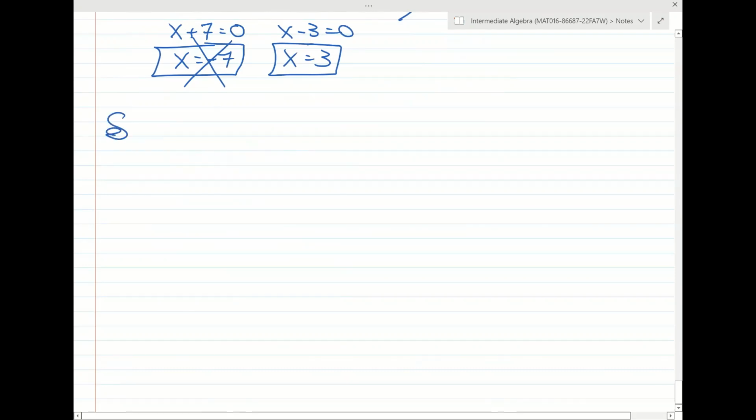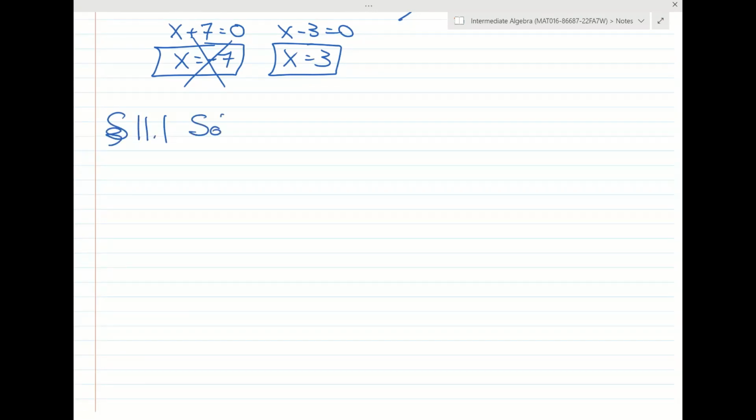Take a look at section 11.1, and we're going to be solving systems by graphing.